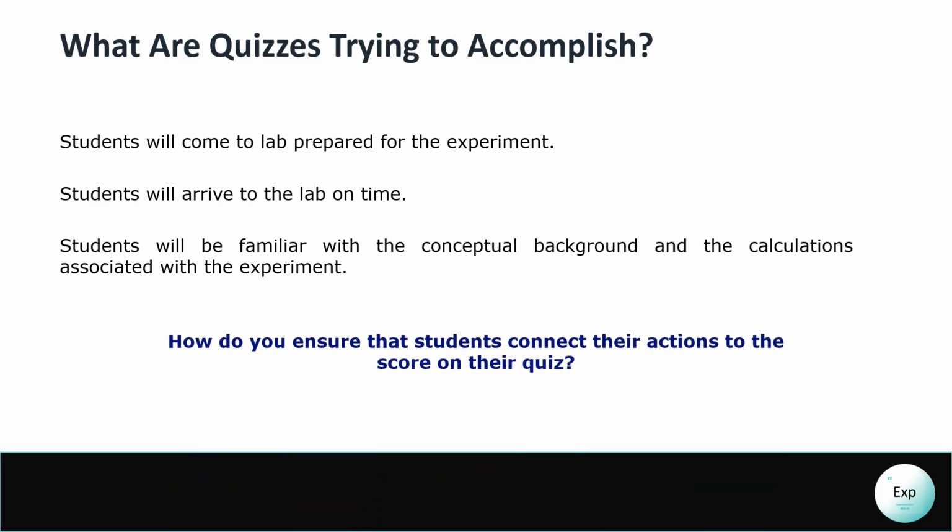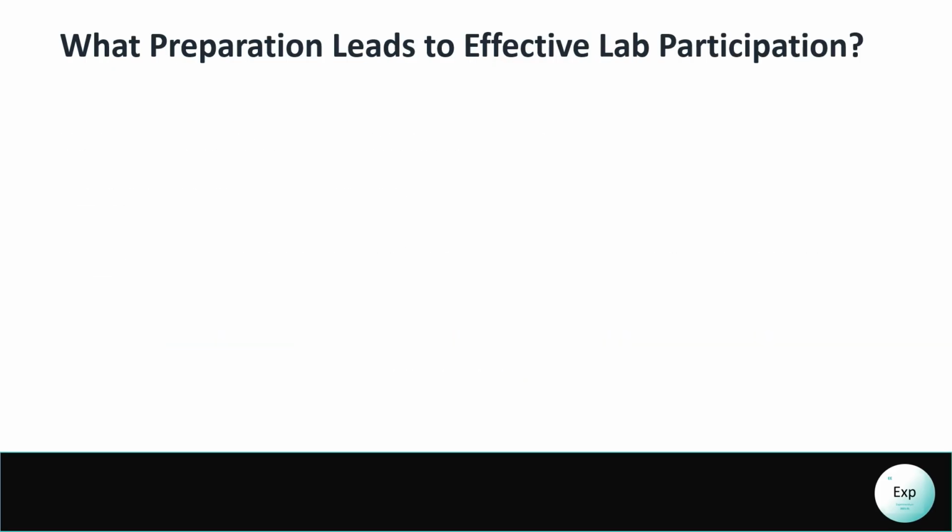But how can we ensure that the student connects their actions to the score on the quiz? Because if that connection is not made explicitly, then the student may be getting the wrong message from the experience. So let's start first with the preparation for the experiment. What kind of preparation is valuable and effective for a student before they begin participating in the lab?